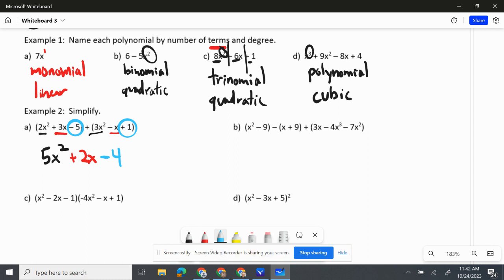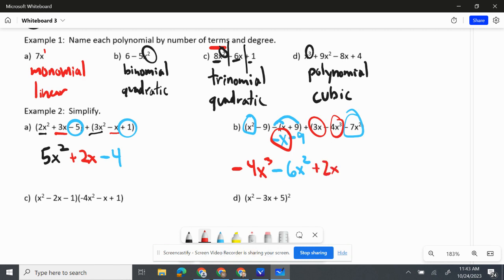For letter B, I see a negative, so I'm going to distribute it. So that gives me negative x minus 9. So when I'm adding the like terms, this is my only cubic term, so I have negative 4x cubed. Then I'm going to look at my quadratic terms. So I have an x squared and I have minus 7x squared. So that's going to be negative 6x squared. Then I'm going to look at my x's. And I have a negative x and a positive 3x, which is going to be positive 2x. And then my last term, I have a negative 9 and a negative 9. So that right there is negative 18.